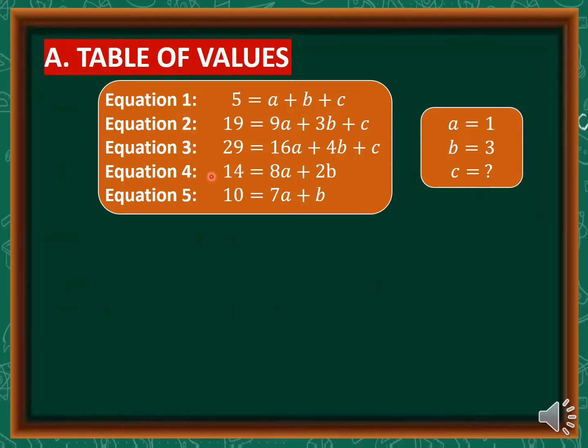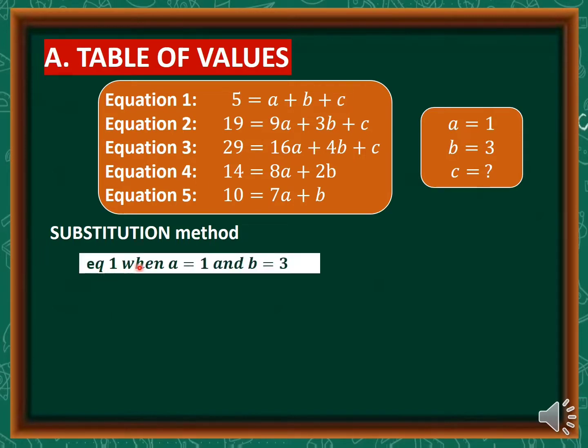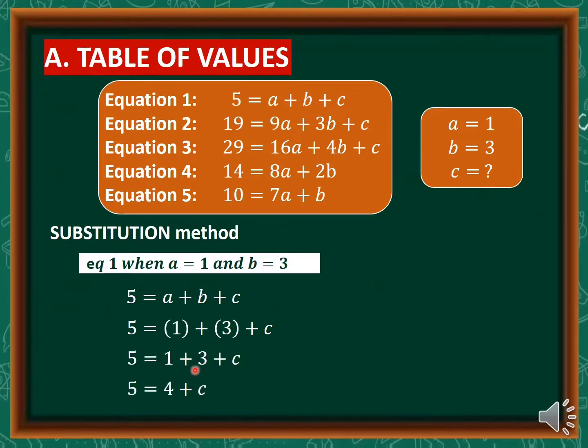And in this example, I will use the equation number 1. I will substitute. Substitute lang natin ang A and B. O, matitira na lang si C, right? Now, let us use equation 1 when A is equal to 1 and B is equal to 3. So, therefore, I will use 5 is equal to A plus B plus C. Substituting, we have A is 1, B is positive 3. Then, therefore, we can have 1 plus 3 plus C. 1 plus 3, we have 4.